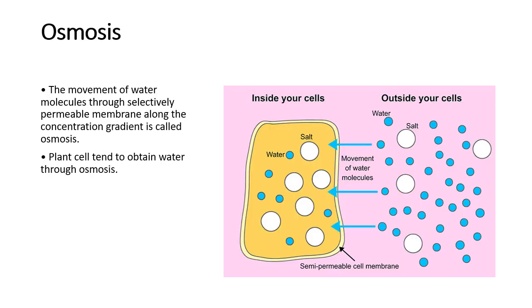Next, we will see the osmosis process. The movement of water molecules through a selectively permeable membrane is called osmosis. The movement of water across the plasma membrane is also affected by the amount of substance dissolved in water. Osmosis is the passage of water from a region of high water concentration through a semi-permeable membrane to a region of low water concentration. Plant cells tend to obtain water through the osmosis process.